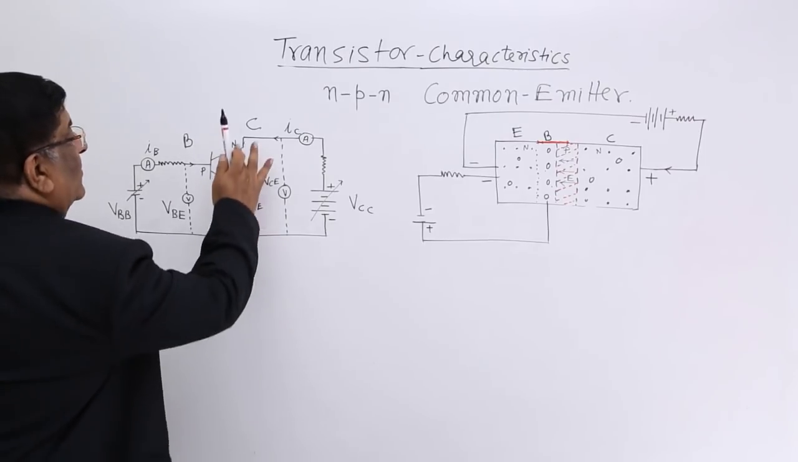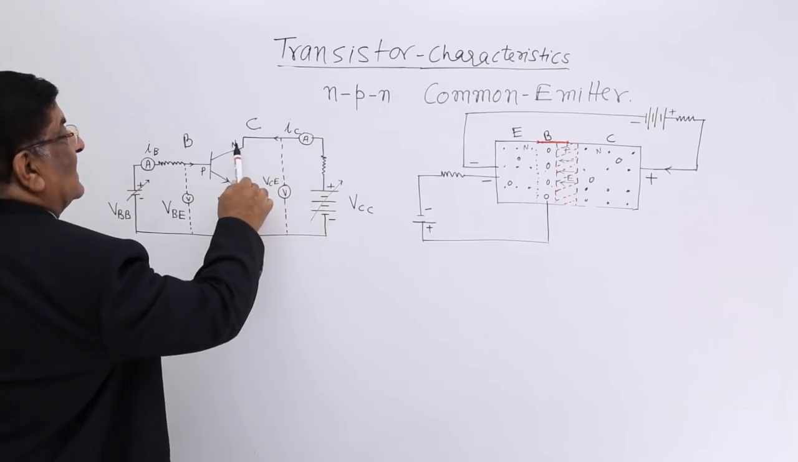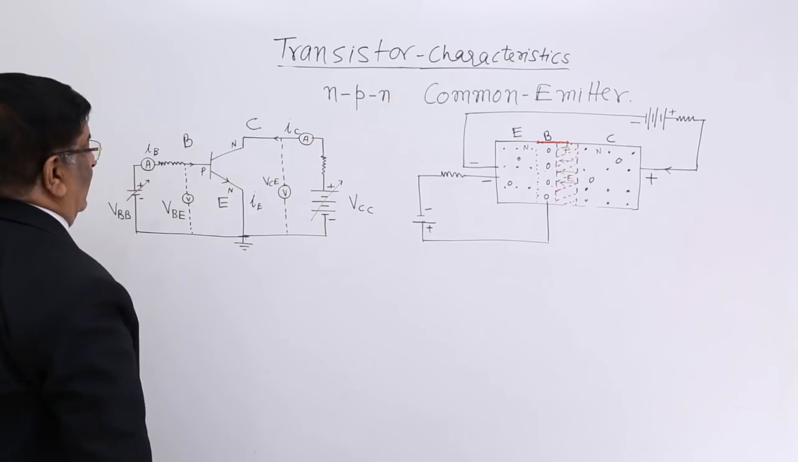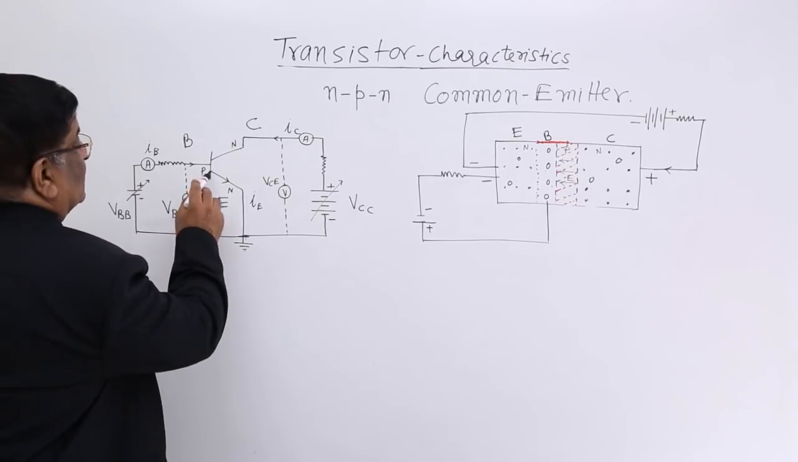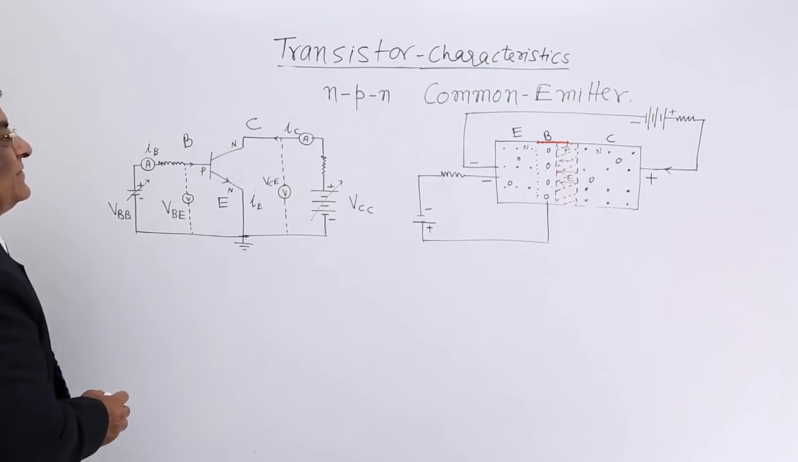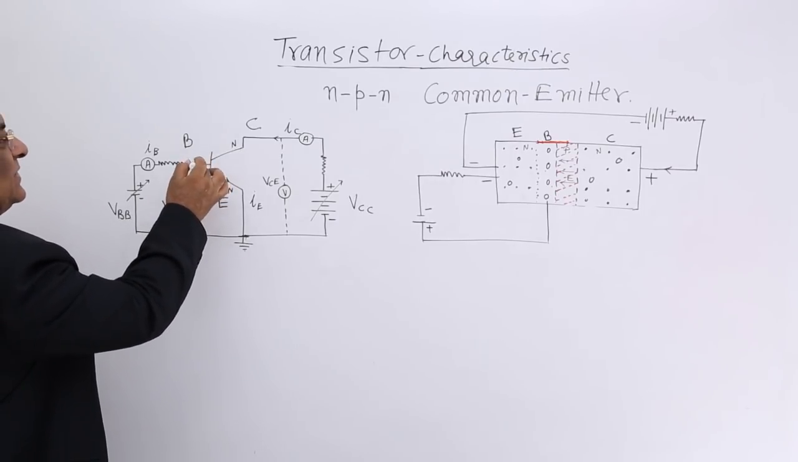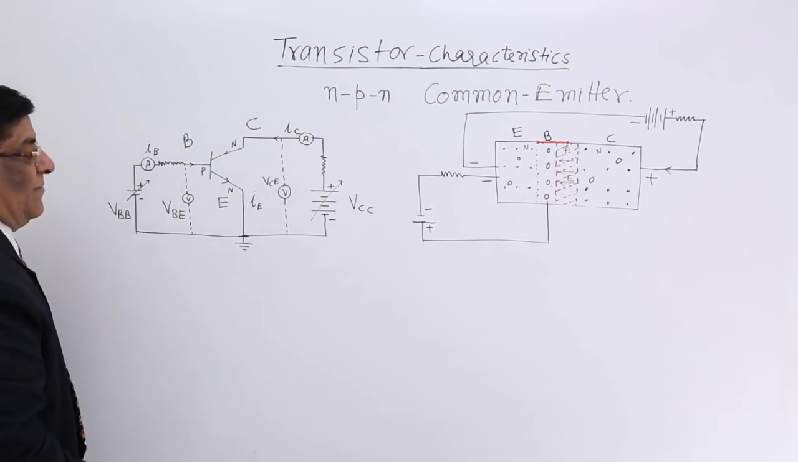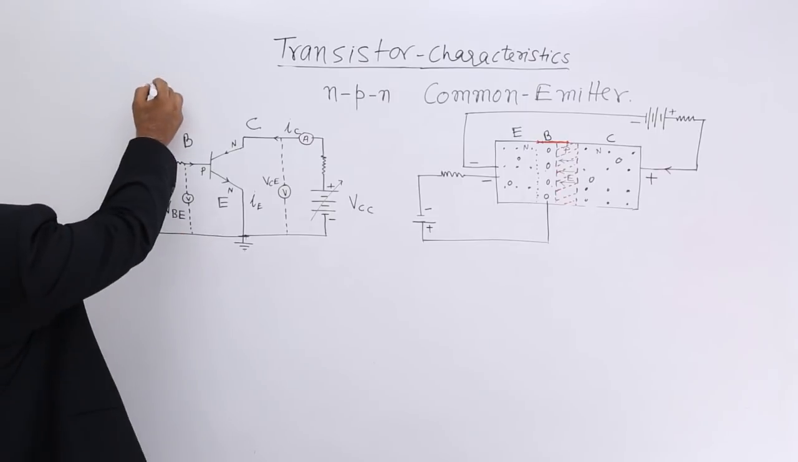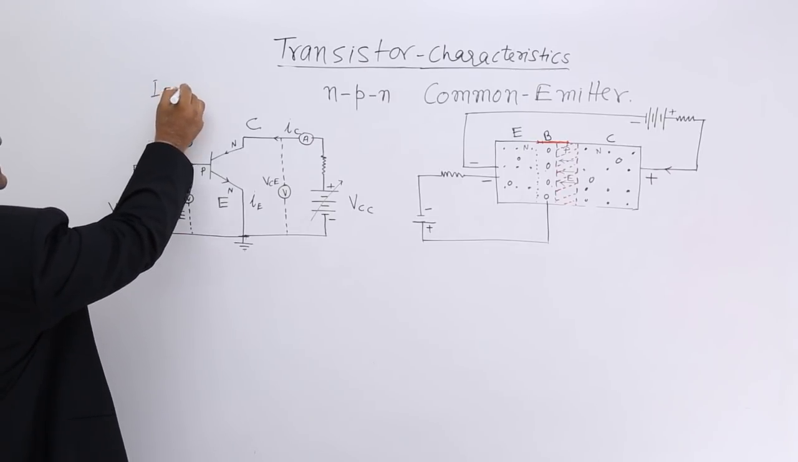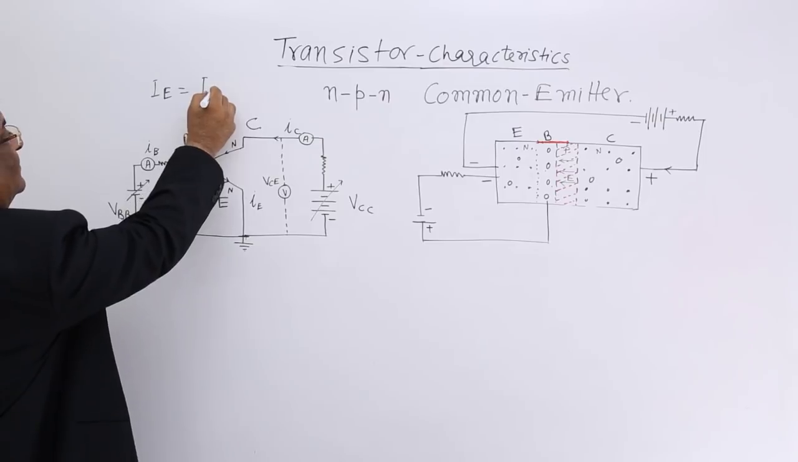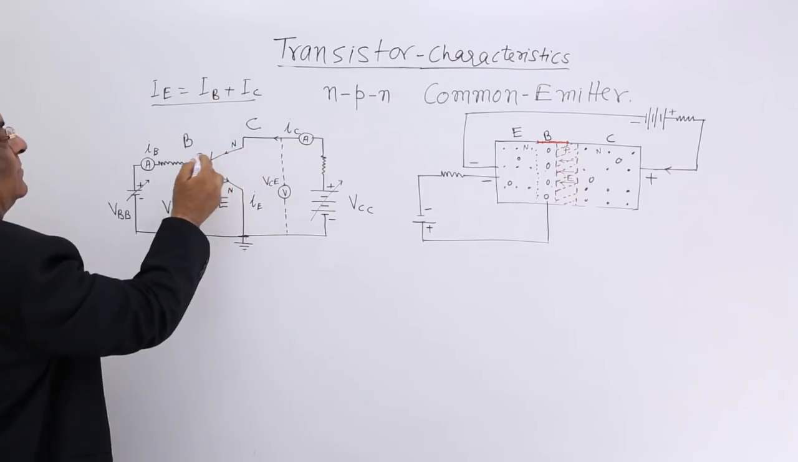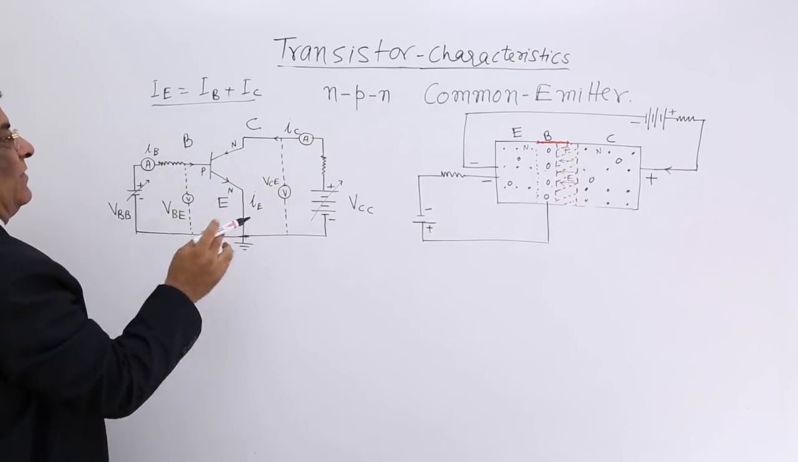Now we all know that this is the reverse current because plus is connected to N, right? So this current is coming out. If we apply Kirchhoff's law at this junction, this is the current approaching in, this is the current coming out. So we have an equation: IE is equal to IB plus IC. IB plus IC is equal to IE.